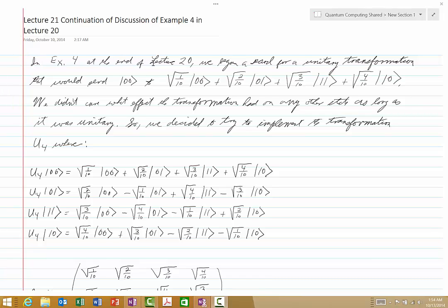So in Example 4, at the end of Lecture 20, we began a search for a unitary transformation that would send 0, 0 to square root of 1/10, 0, 0, plus square root of 2/10, 0, 1, plus square root of 3/10, 1, 1, plus square root of 4/10, 1, 0. And we didn't care what effect the transformation had on any other state as long as it was unitary. So we decided to try to implement the following transformation. And here we have completely defined U4, not only its action on the state 0, 0, but also its action on the other states.